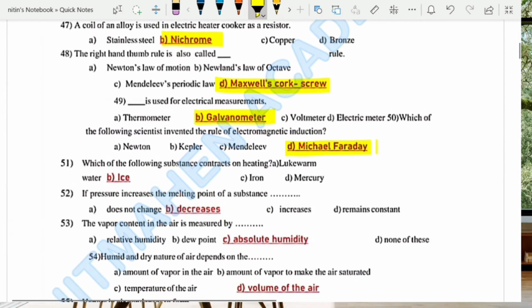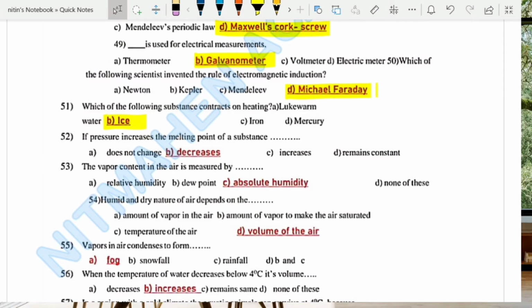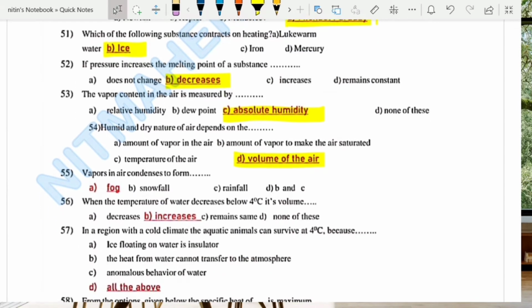Which of the following substances contracts on heating? Ice. If the pressure increases, the melting point of the substance decreases. The vapor contained in the air is measured by the absolute humidity. Humid and dry nature of the air depends upon the volume of the air. Vapor in air condenses to form fog.